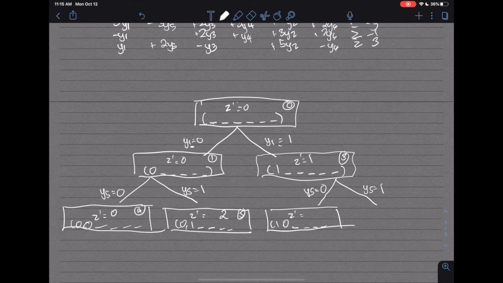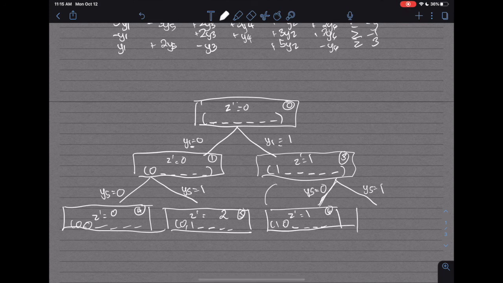Z prime is equal to 1. Notice that the left branch will always be similar to your previous node. It's because we're technically just finalizing that a blank value is 0. So we still know that node 6 is infeasible since it's similar to node 3.